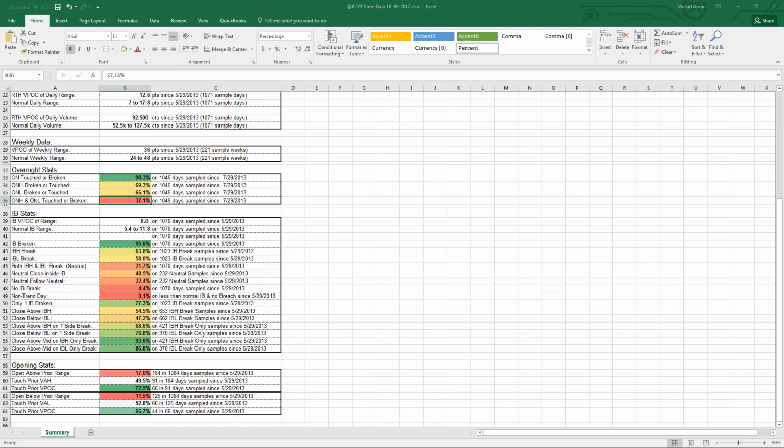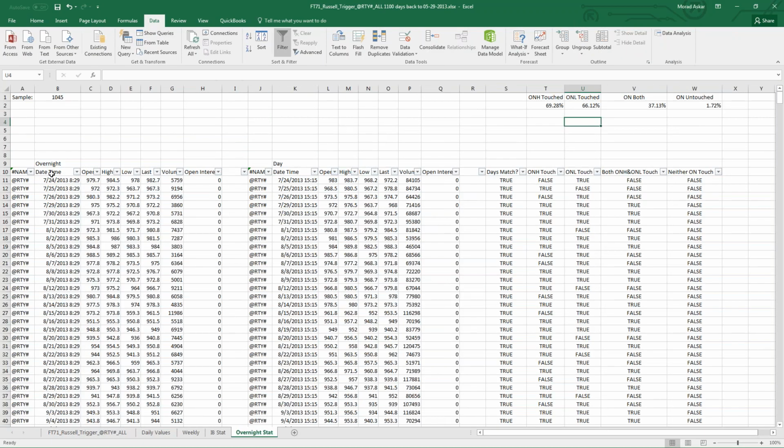How do I arrive at that number? Well, in a separate study, I bring in the overnight session and the day-only session, and I check them to make sure the days match. Do these days match? Yes, yes, yes, yes, yes. They all match. Now I look at: did the overnight high get touched during the day? Did the overnight low get touched? Did both get touched? Did neither get touched? And that's where the 98.3% statistic comes from. The overnight high and low don't get touched 1.72% of the time, which means that either one will get touched 98.3% of the time.